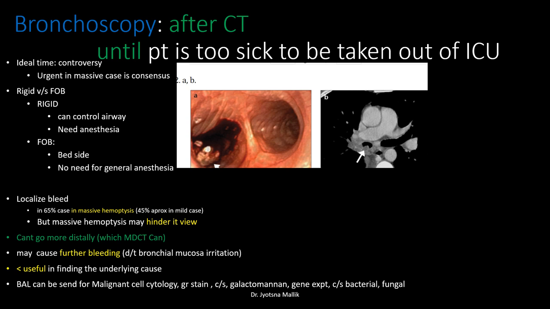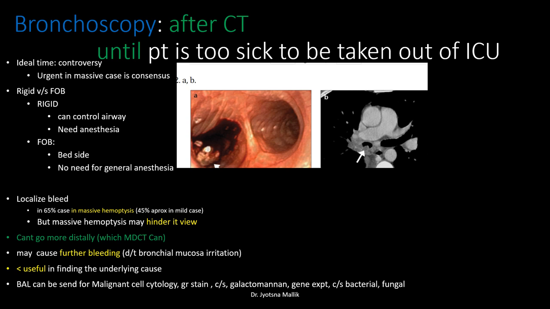to temporarily stop the bleeding by tamponade effect or local therapy. Bronchoscopy can be done by rigid or flexible bronchoscopy. Rigid bronchoscopy also helps in controlling the airway, but it needs anesthesia, whereas flexible bronchoscopy is helpful. It can go distally and it can help in treatment, and generally patients tolerate it unless a requirement of anesthesia is there.